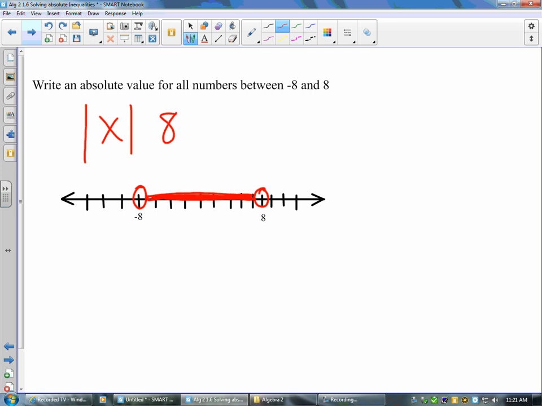That helps a lot. So then look at the positive case. The positive case is 8, and we're shading less than that. So that means my x has to be less than 8. Now, do I need an equal sign? No, because it's an open circle. And that's all you need to write. There, now you have an absolute value inequality that satisfies all numbers between -8 and 8.